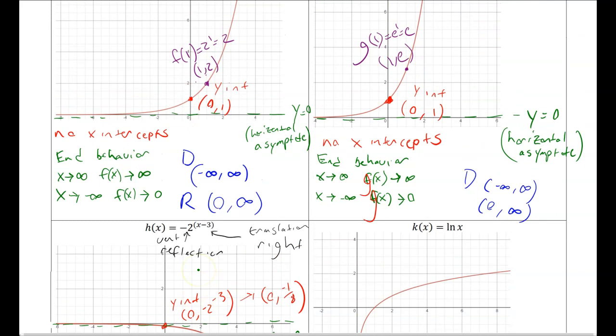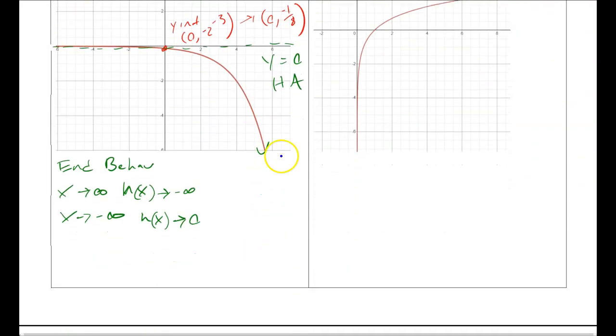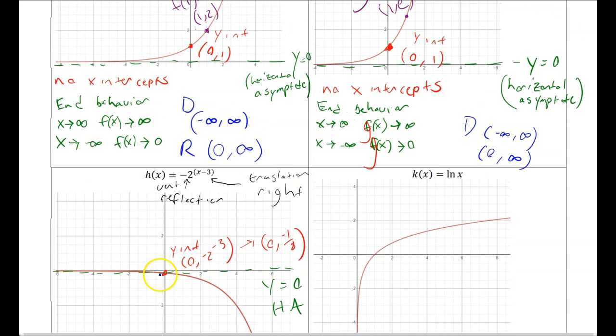And then my domain and range, same idea, negative infinity to infinity is my domain. My range is no longer positive infinity though, because that says we're going up. We want to say we're going down. So the way we say that is we say from negative infinity to 0. Notice my smaller value comes first.